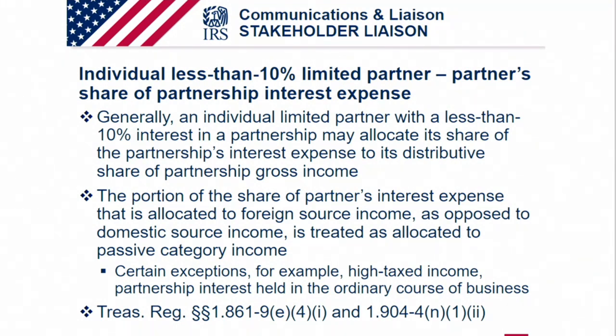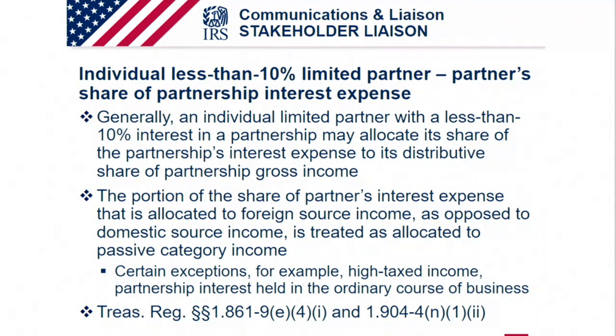So moving on to the next slide, now we're going to look at a different set of rules that apply to limited partners with a less than 10% ownership interest. A partner who has this level of ownership may allocate her share of the partnership's interest expense to her distributive share of partnership gross income.